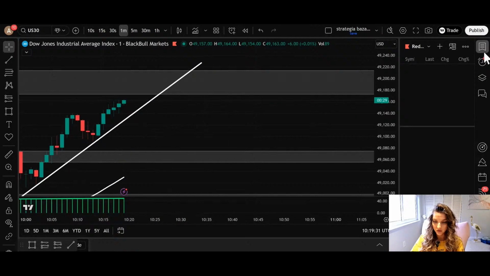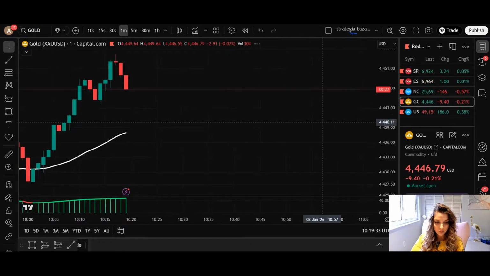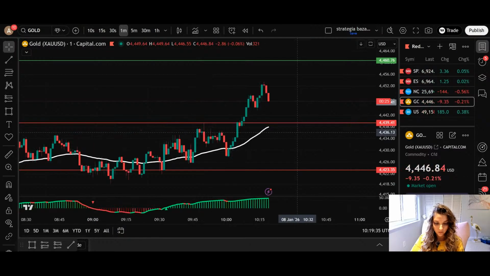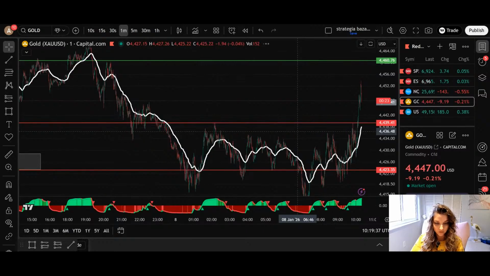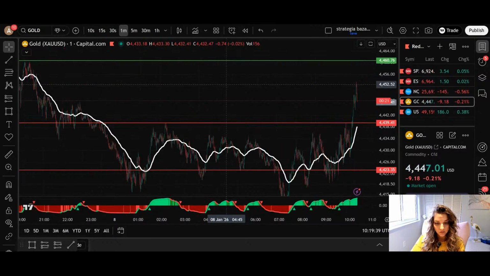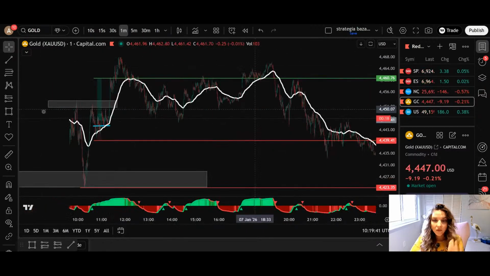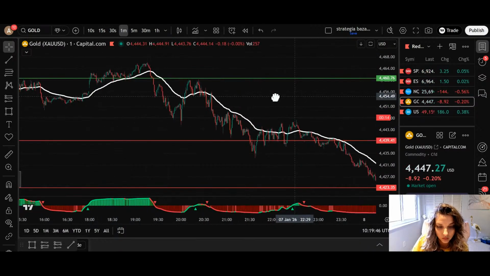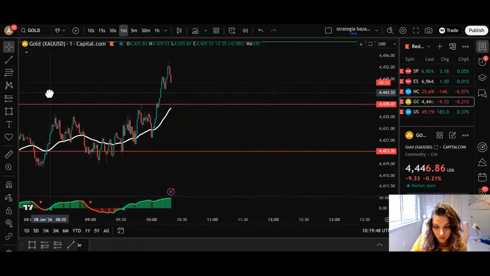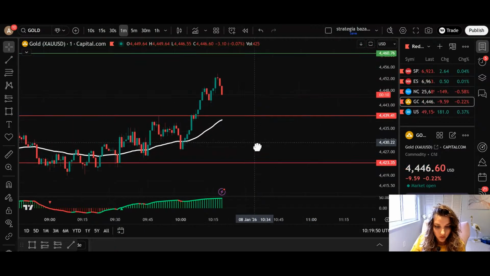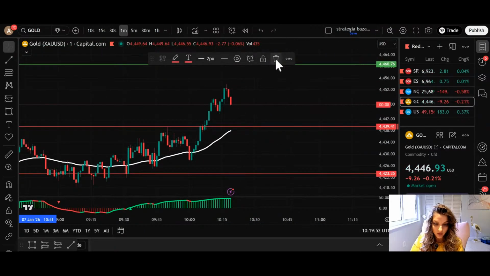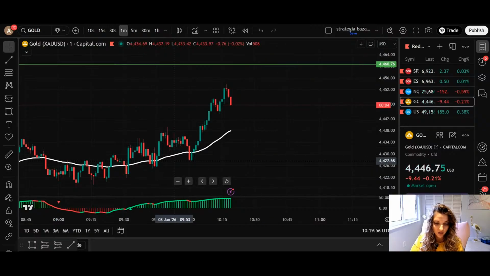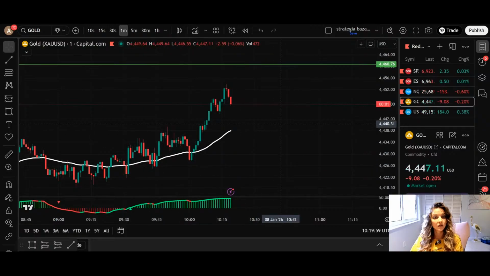Let's see what the gold is doing. Okay, so gold might want to approach the EMA. You can see the EMA acts as a support. So we'll see.